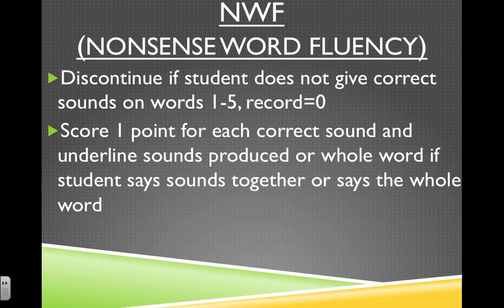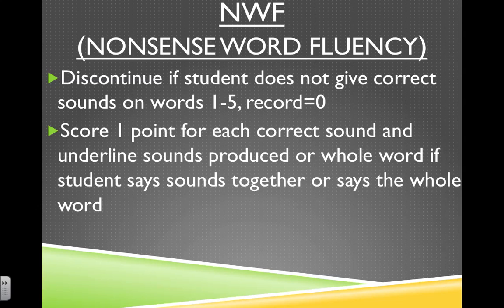Some basic rules are: discontinue if the student does not give the correct sounds on words, the first 5 words in the first row. If they don't get any of them correct, any sound at all within those 5 words, then you're going to record a 0 and you're going to stop the assessment. If they get at least 1 sound on that row, then you're going to continue for the full minute.